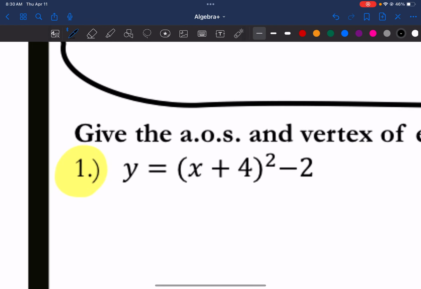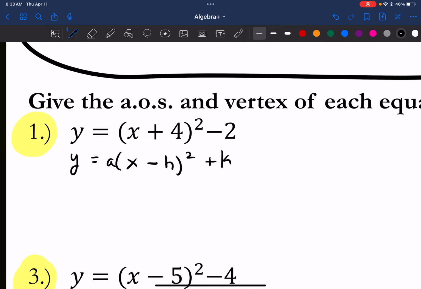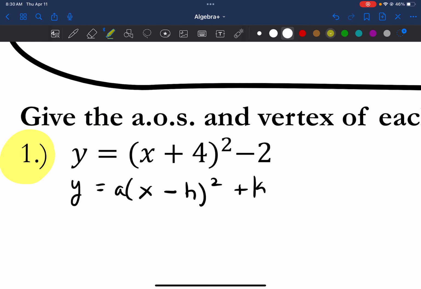So for number 1, I'm going to write the vertex form. Y equals a times x minus h squared plus k. When we notice signs have changed, it's going to affect what the variable is. Okay, so a is 1, nothing happened there, right? That stayed the same.